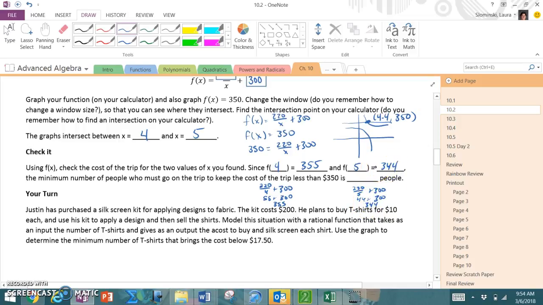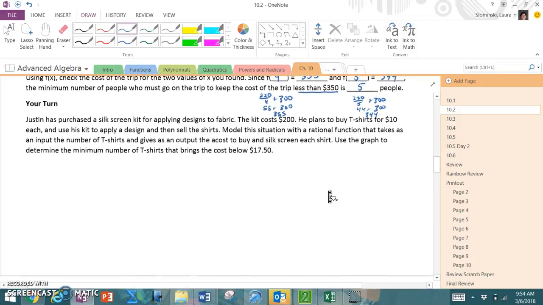So the minimum number of people who must go on the trip to keep the cost less than $350 is 5 people. So I would need that 5th person to go for me to be able to afford the trip. So this is the idea of how we can use rational expressions to answer real-world examples. And I want you to pause this and try to do the next one on your own. Write the equation and figure out the answer.